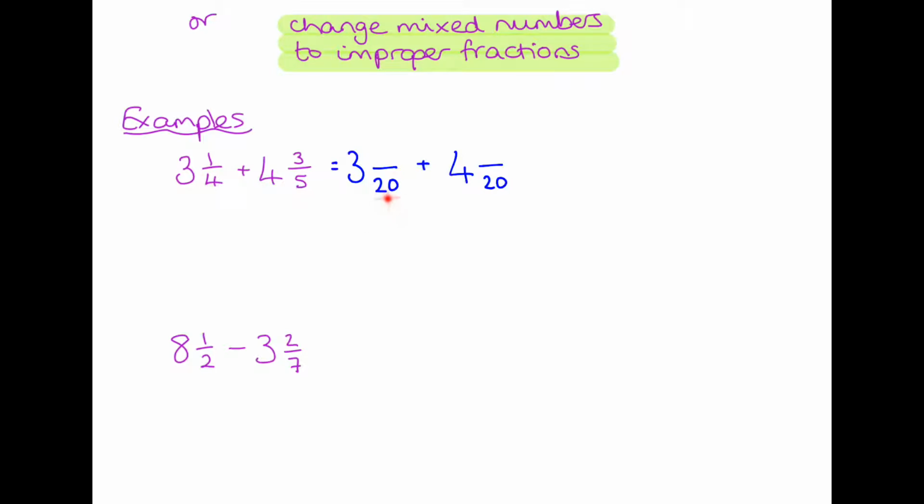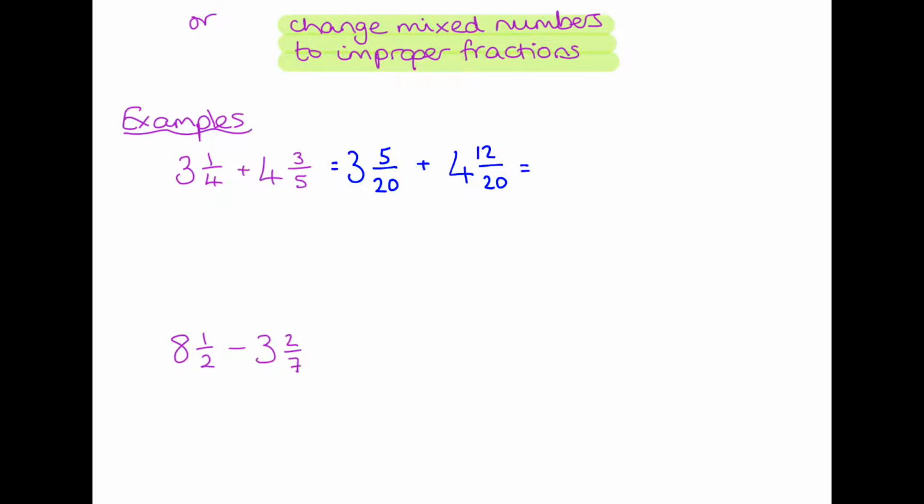So the 4 has been multiplied by 5. So the 1 needs to also be multiplied by 5. And then the 5 has been multiplied by 4. So the 3 needs to be multiplied by 4 to give us 12.